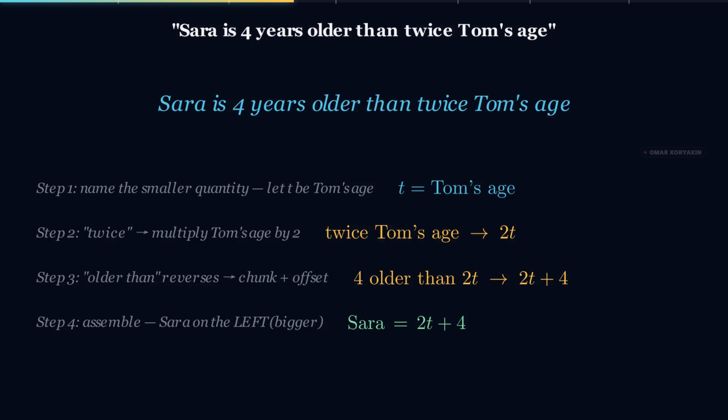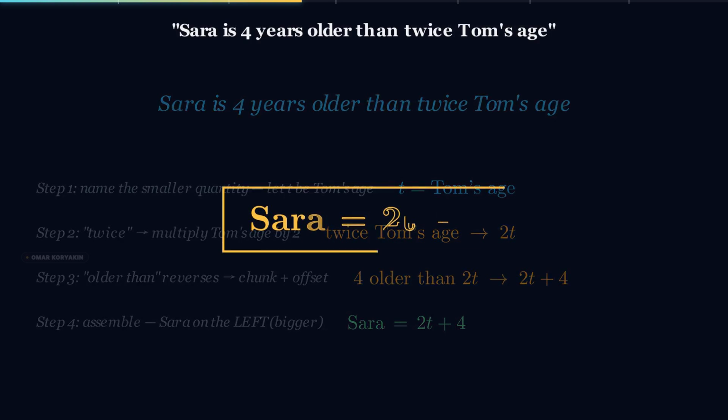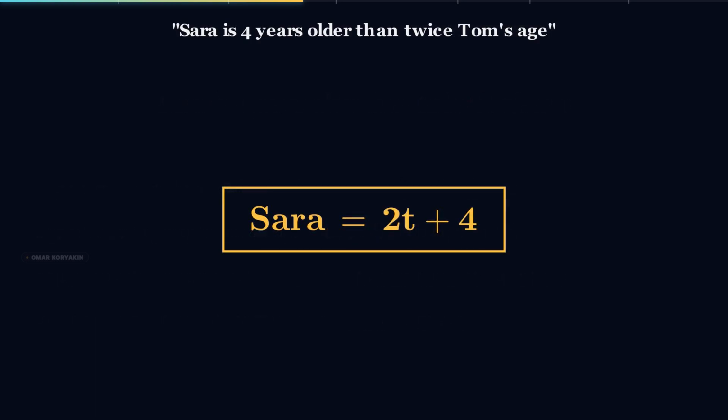Step 4. Verify the translation by reading the expression back into English. 2t plus 4 reads as twice Tom's age plus 4. Compare against the original: 4 years older than twice Tom's age. Same relationship, same multiplier direction, same offset. Translation confirmed. So Sarah's age, in terms of Tom's age t, equals 2t plus 4.